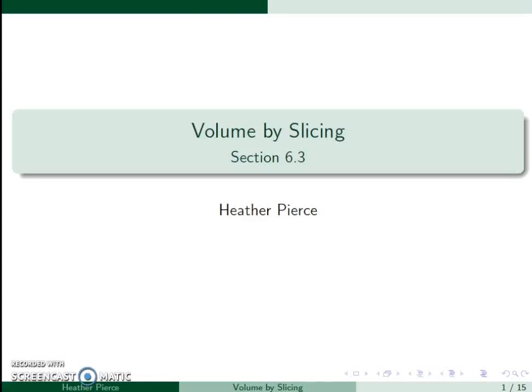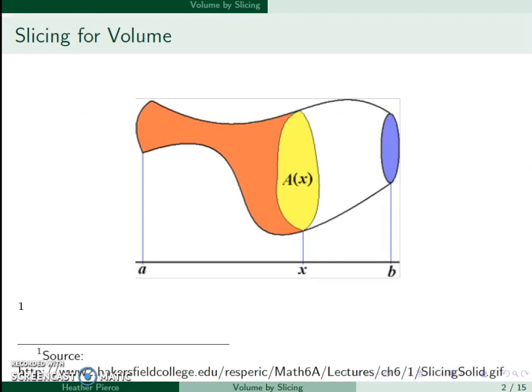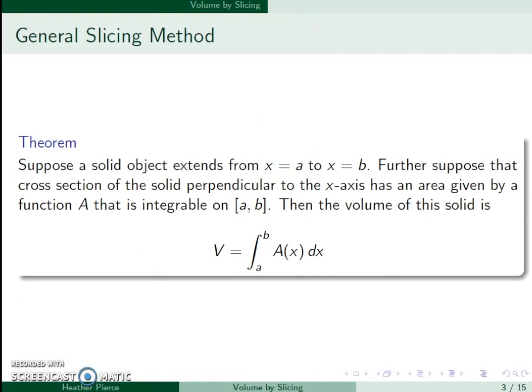We will now discuss volumes using a method known as slicing. The idea is we have this strange shape that we want to take the volume of, so we're going to look at the area of individual slices. Our general method is: if a solid object extends from x equal to a to x equal to b, and we have a cross-section of the solid perpendicular to the x-axis that has an area given by a function A that we can integrate, the volume of this solid is given by the integral of the area.